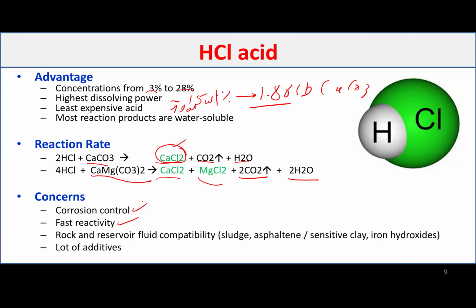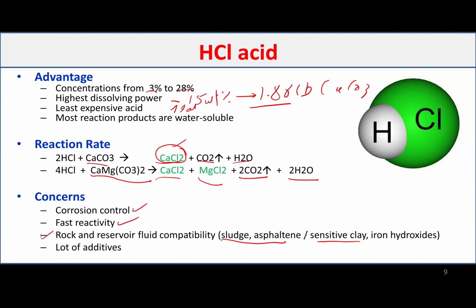Third concern we have is rock and reservoir flow compatibility. So HCl is a pretty good acid system. However, it has some issues if you have some asphaltene in your oil. Usually it gives you sludge, gives you asphaltene precipitation because of the low pH. And if you have a light clay, a lot of times HCl can break this clay and cause some fines generation. And if you have iron hydroxide, it will definitely cause iron precipitation inside the formation.